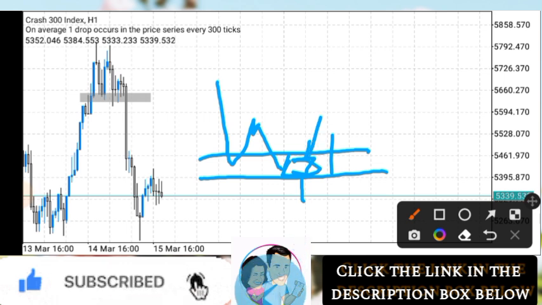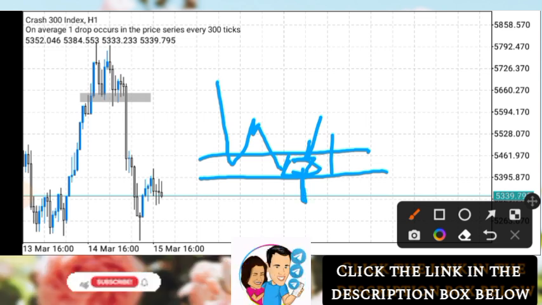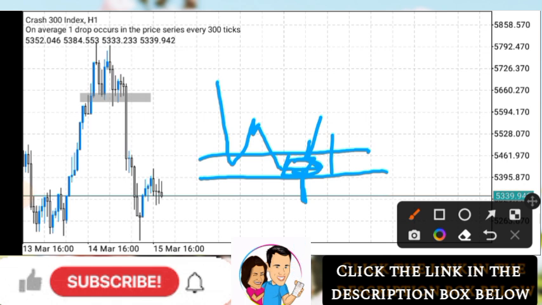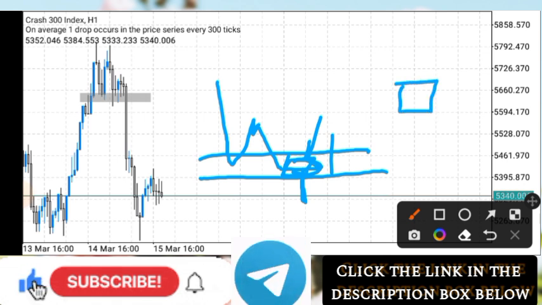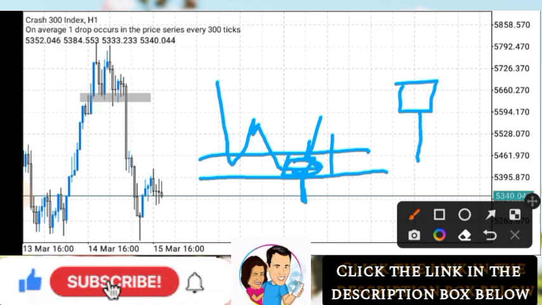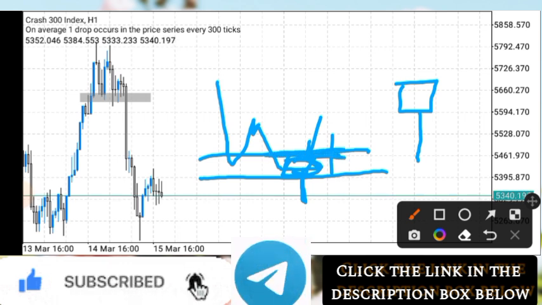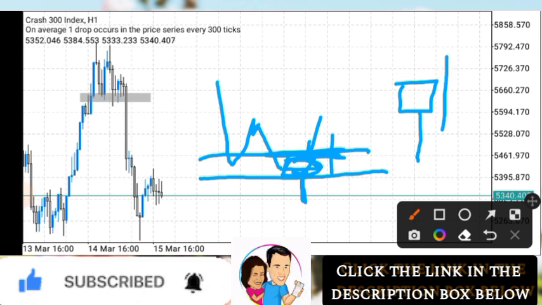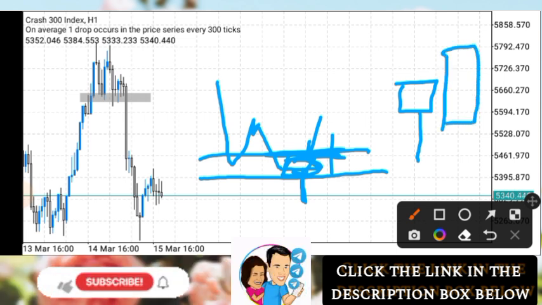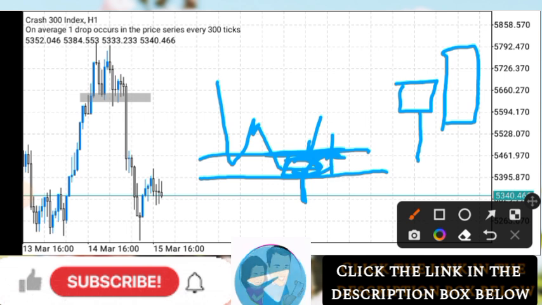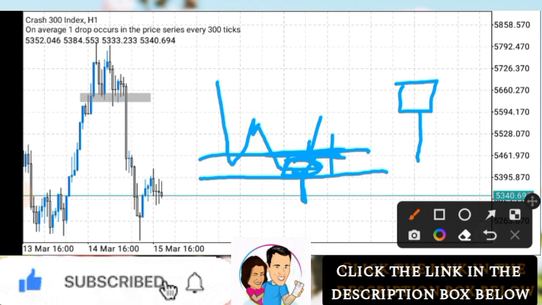Now, most people at this point, if they see this rejection, probably they see something like this, they will buy the market from this point. Some people want to see engulfing pattern here, engulfing candlestick pattern around this area, and they will buy from there. Okay, that is how most people trade it.